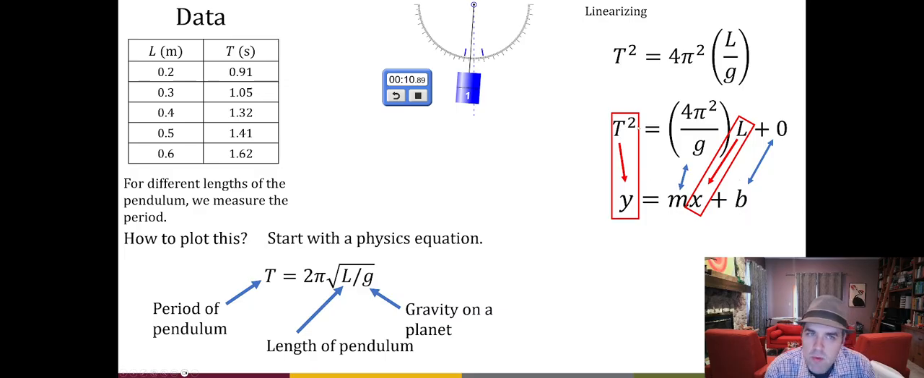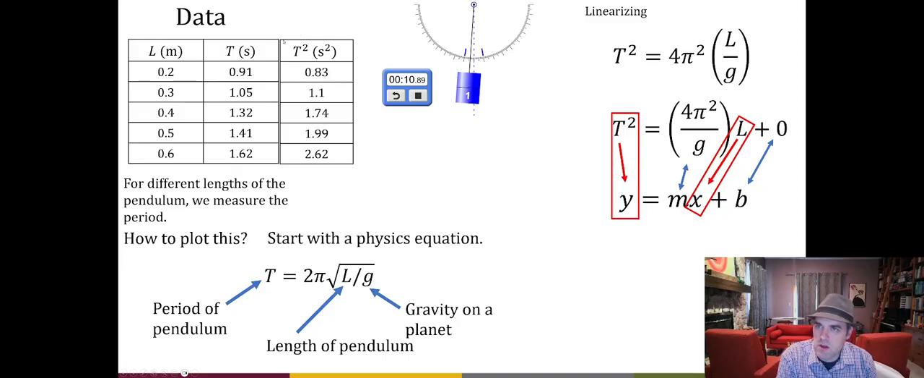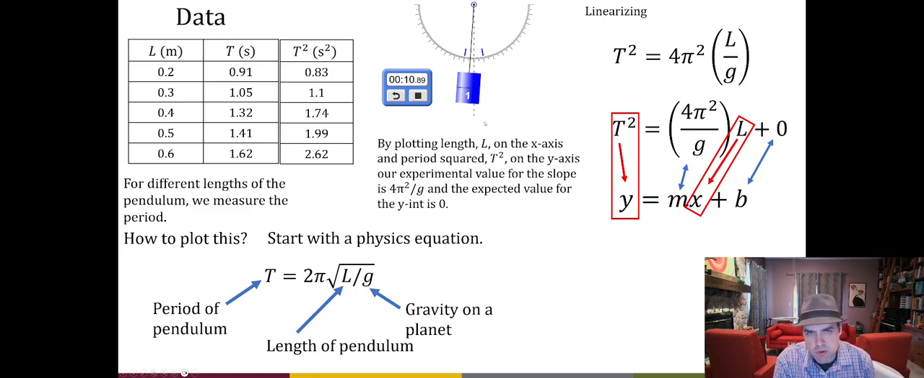Now listen, we don't have T squared data. All we have is period data. So after you get your period from your experiment, you need to plug it into your calculator and calculate T squared. So 0.91 squared is 0.83, 1.05 squared is 1.1, and so on. So you're going to have to calculate what that T squared is. And these are the values you're going to plug into Desmos in order to plot, in order to eventually calculate what g is going to be. So again, by plotting L on the x-axis and period squared on the y-axis, our experimental value for slope is 4 pi squared over g, and our expected value for the y-intercept is 0.